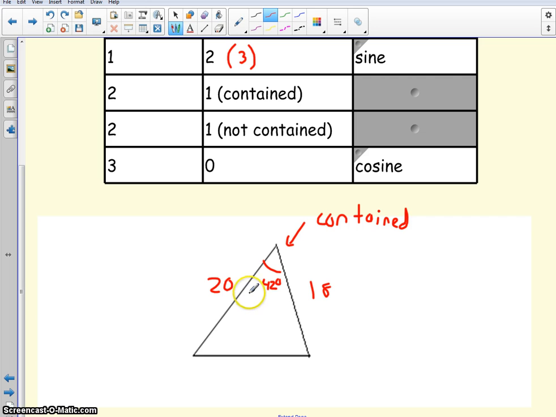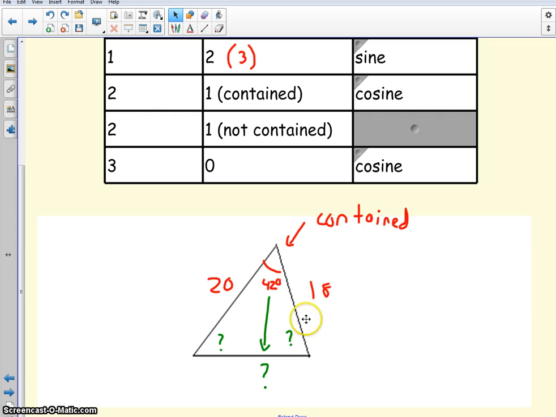So in this situation, ask yourself, do I have a side angle pair to use sine law? And again, I don't. I have this angle, but I don't have this side. I have this side, but not this angle, and ditto here. This side, but not this angle. So I don't have enough information to use sine law here. So again, I would have to use cosine law in this situation.